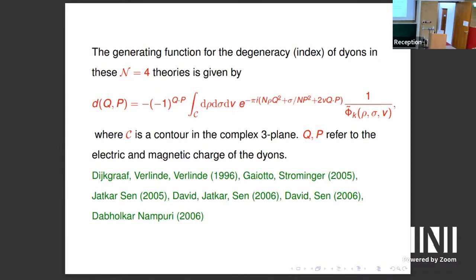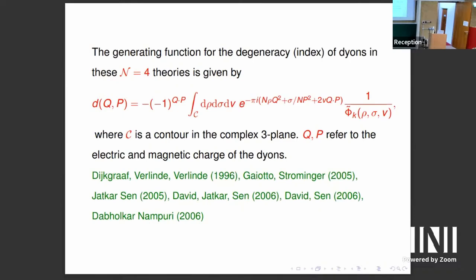So this is the electric, this is the magnetic charges. This is Q squared because you have to look at the invariant charge, because there is this T-duality symmetry. Q squared is the T-duality invariant object. P squared is that, and similarly, this is an invariant object. So you have to do this particular transform, and that is the degeneracy.